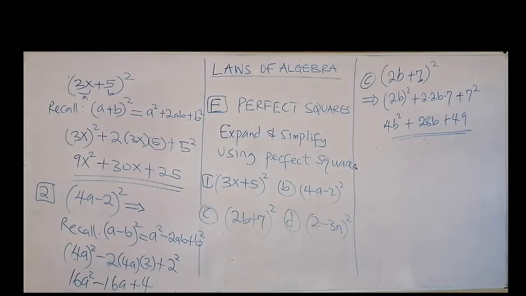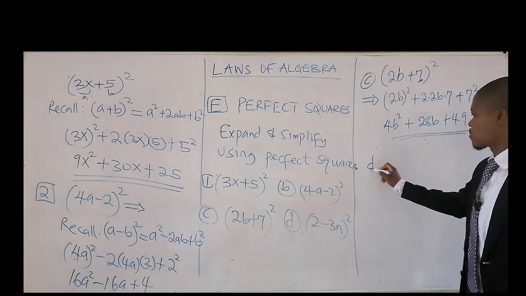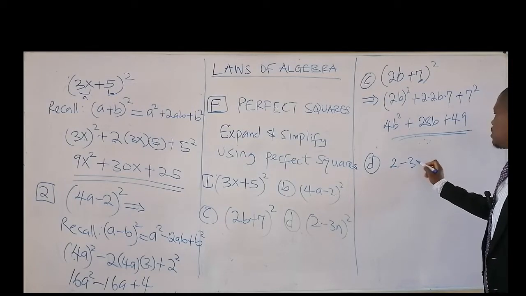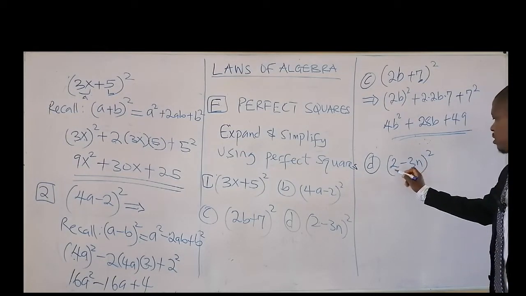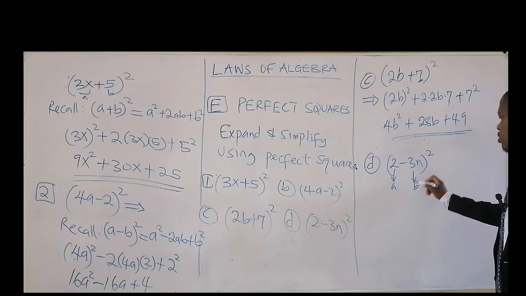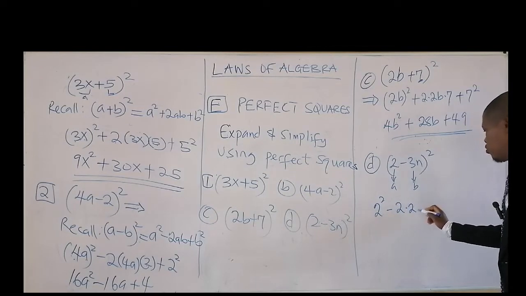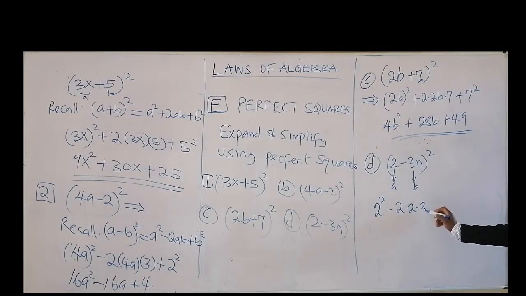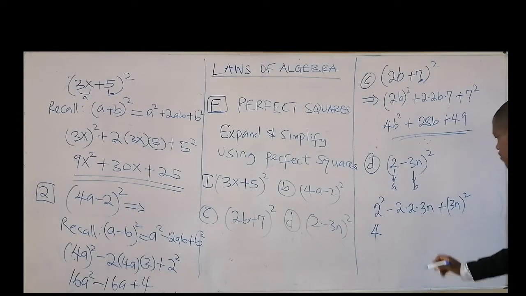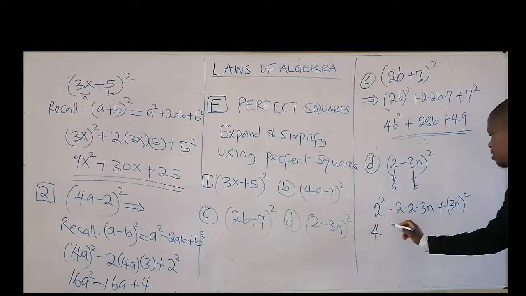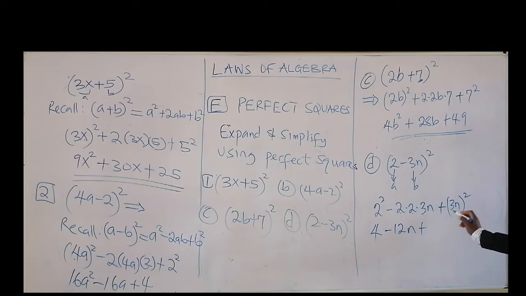And that finishes that. Then the next one, we have 2 minus 3n all squared. So this is your a, and this is your b. So it's going to be 2 squared minus 2 times a, which is 2, times b, which is 3n, and then plus 3n all squared. So we have 4 here, 2 times 2 is 4, times 3 is 12n, and then plus 3 squared, 9n squared. And that finishes that.